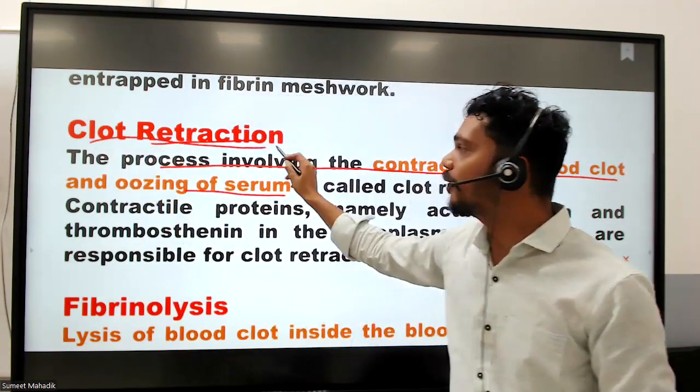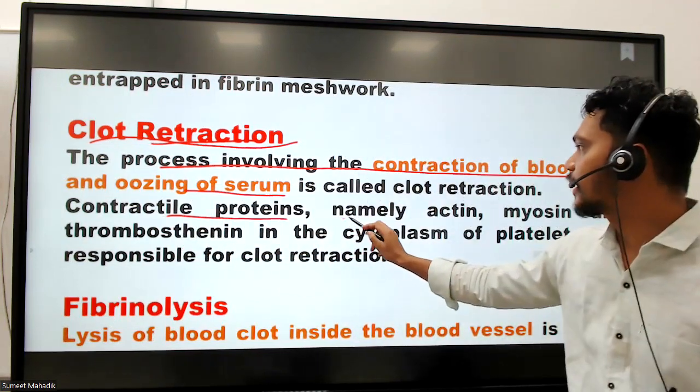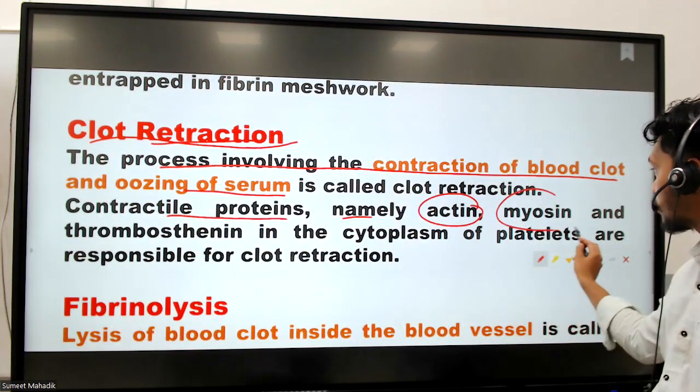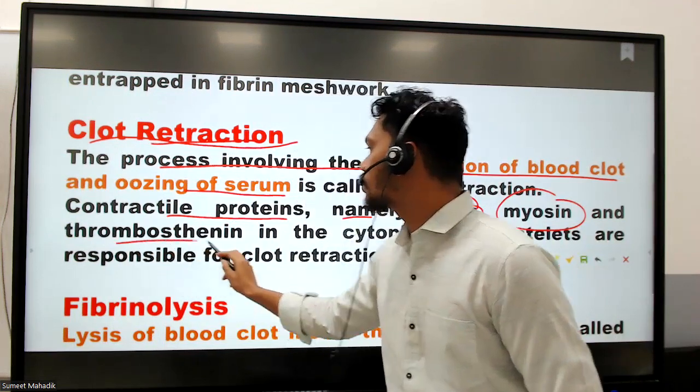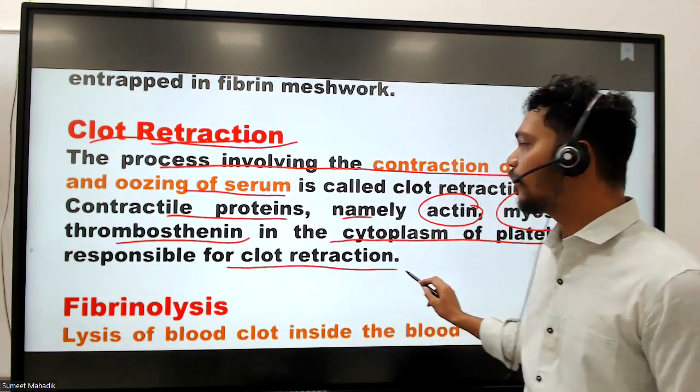That is called clot retraction. Contractile proteins, namely actin, myosin, and thrombosthenin in the cytoplasm of the platelets, are responsible for clot retraction.